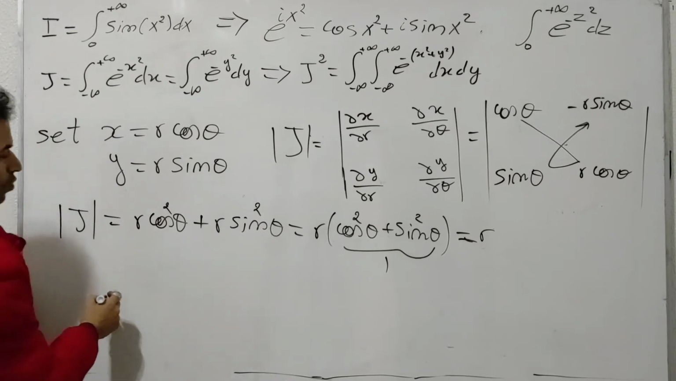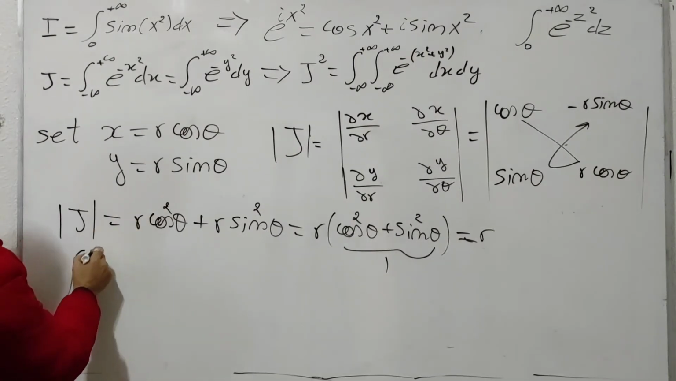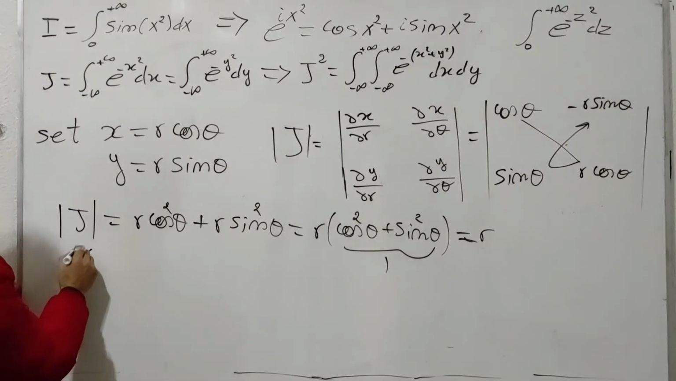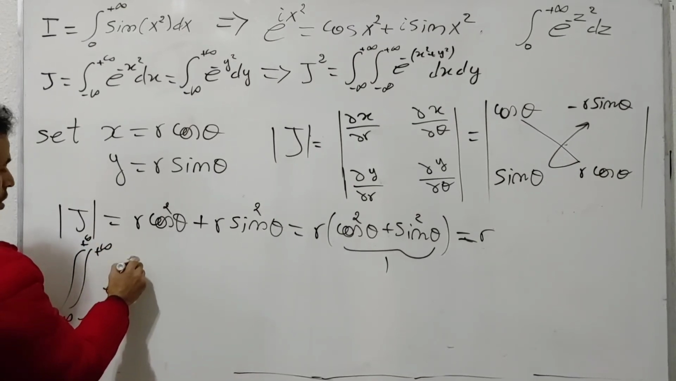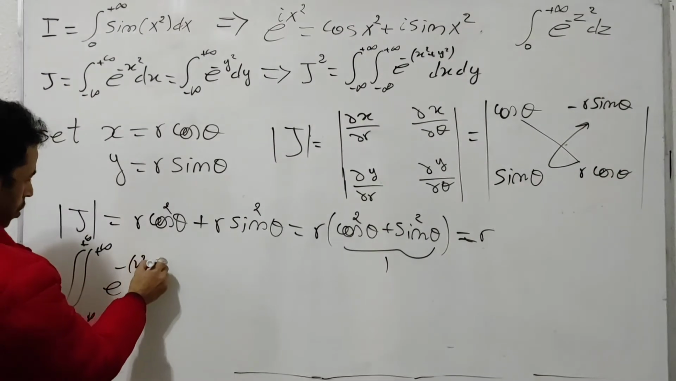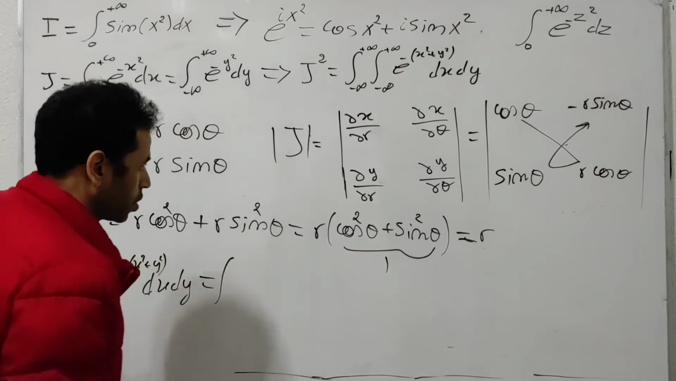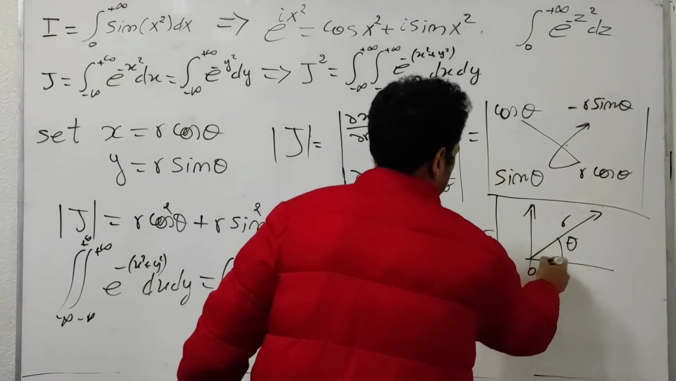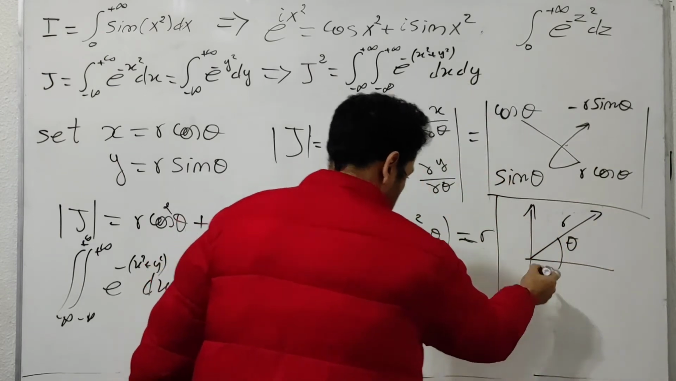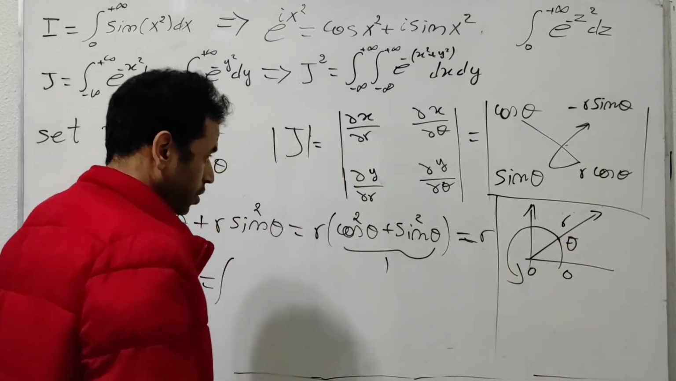So for the transformation of this integral, we have this double integral from minus infinity to plus infinity of e to the minus x squared plus y squared dx dy. So as we said before, transfer this one to r and theta. r goes from 0 to plus infinity. Theta goes from 0 to pi. Okay, like this.